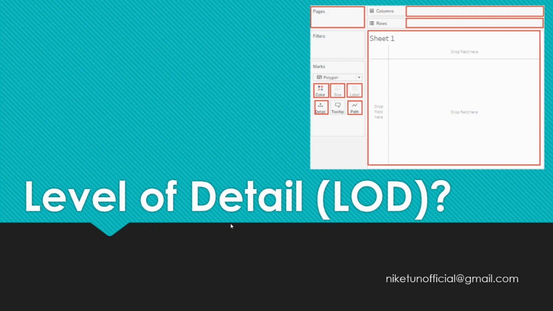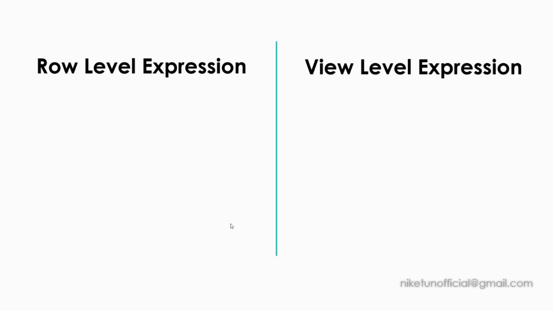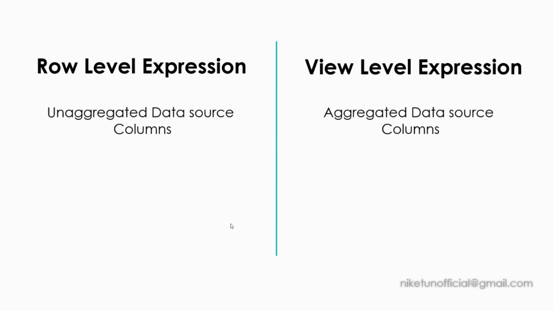In this video, we're going to look at a very useful and important topic, level of detail. In Tableau, we majorly have two types of expressions, row level expression and view level expression. Whenever we create any expression that involves unaggregated data source columns, they are row level expressions. Whereas whenever you have aggregated data source columns, they form view level expressions.